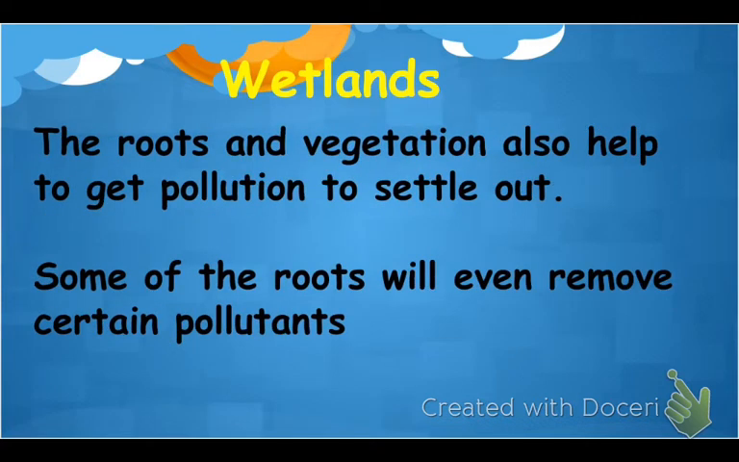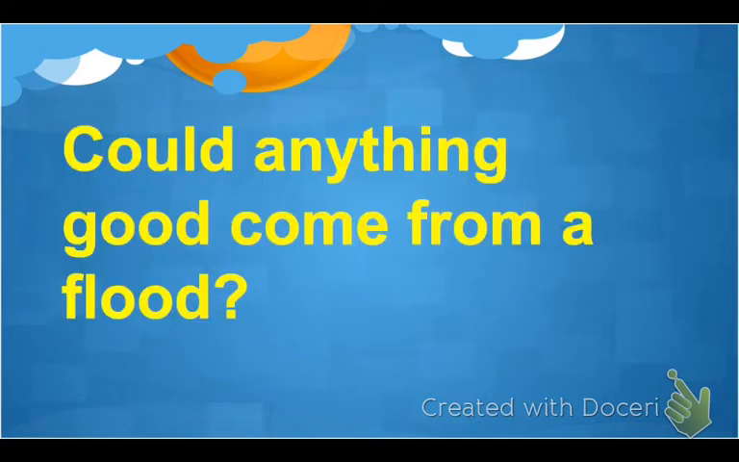This is what I was saying about the roots and vegetation. They just help to get the pollution out because they can settle it where the water infiltrates, leaving pollution behind. Or some plants will actually remove the pollution altogether and absorb it into themselves. So it's important to keep your wetlands clean because you don't want to overload them with pollution because that can kill those plants. You want them just to take what's naturally coming to that area.